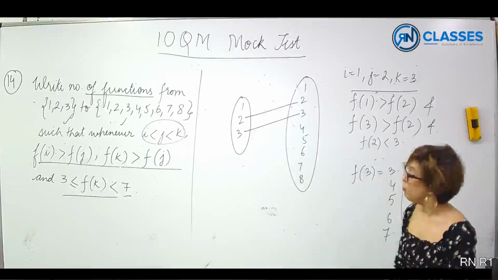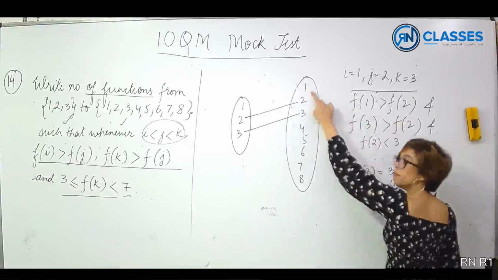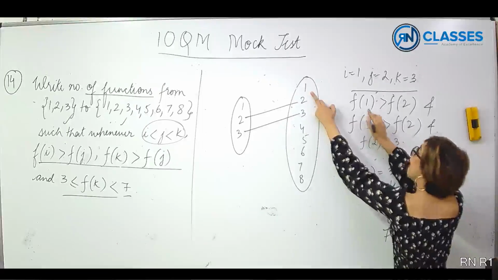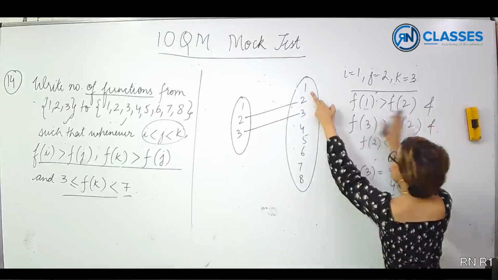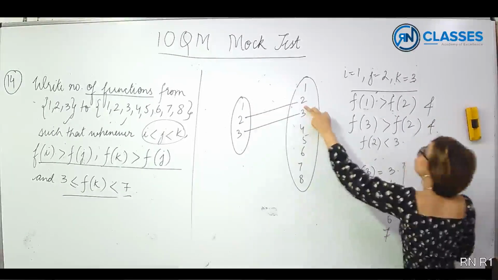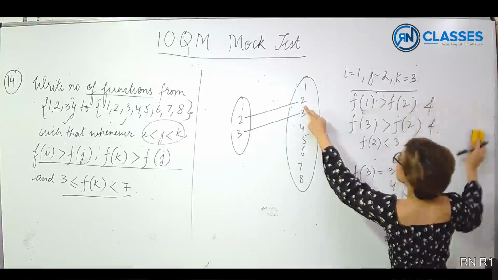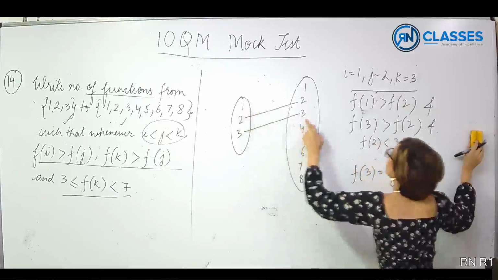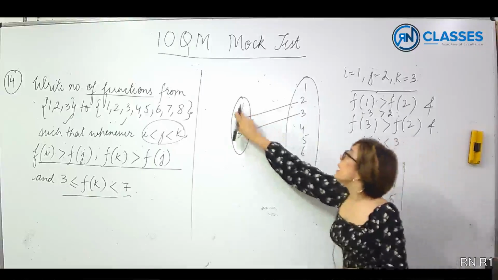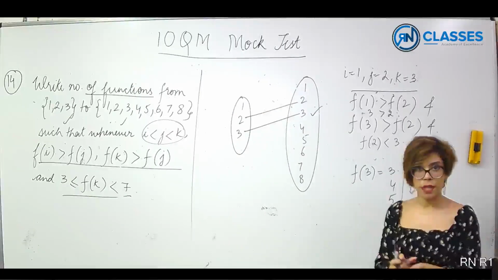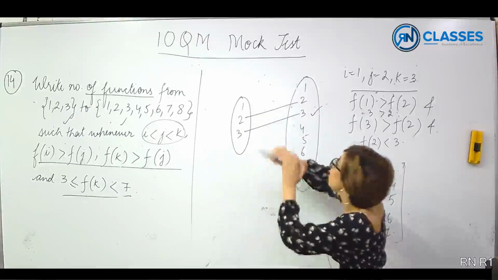Let's talk about f(1). Now, how many possibilities does 1 have? Do you think 1 can be associated with 1? No, because then f(1) will become 1 and f(2) is obviously 2. So, obviously 1 is not greater than 2. So, f(1) cannot be 1. Do you think f(1) can be 2? Then this is 2 greater than 2. Rejected, this also cannot be the case. Now, let's see whether f(1) can be 3 or not. So, 3 greater than 2. Yes, I can do that. So, 1 can be associated with 3. So, this is my first function. When f(3) is 3, f(2) is 2 and f(1) is 3.